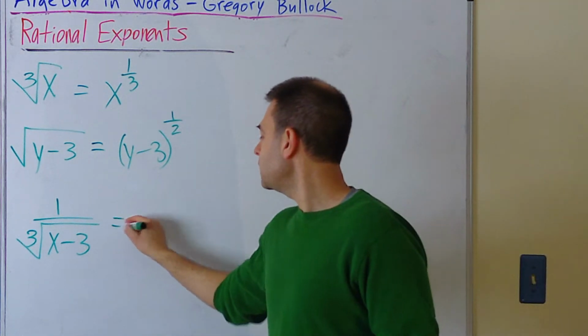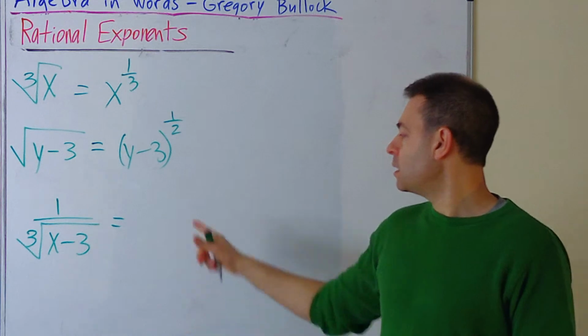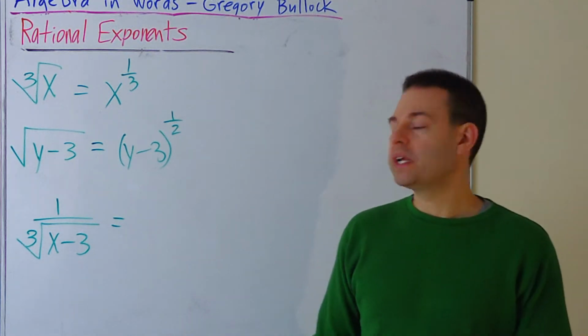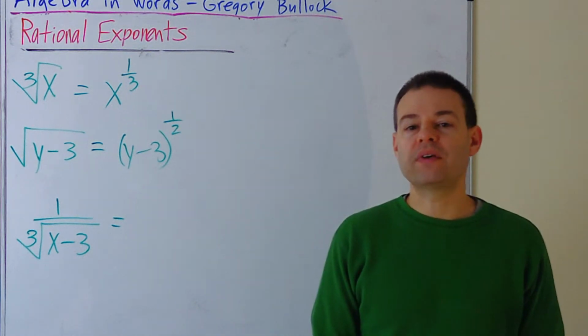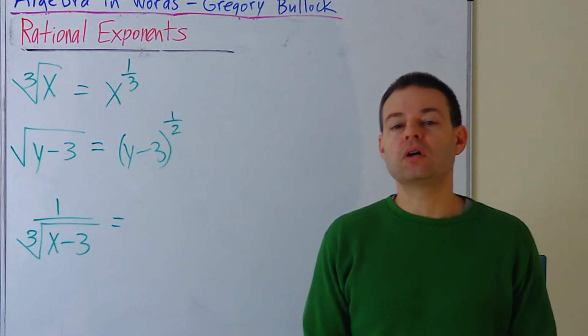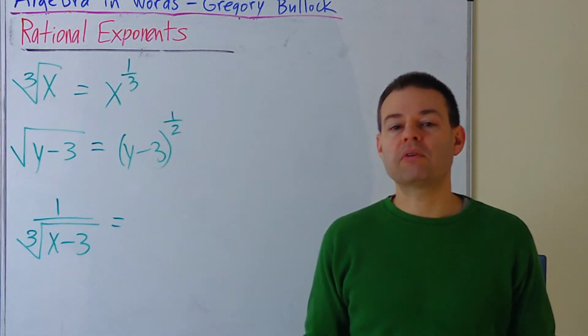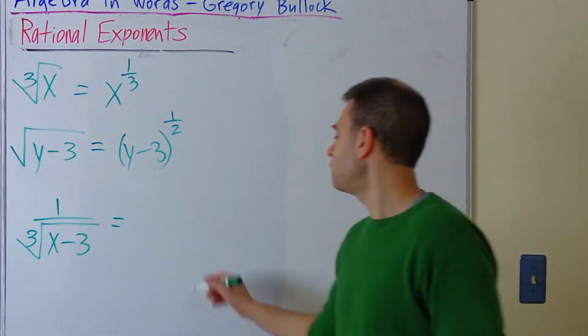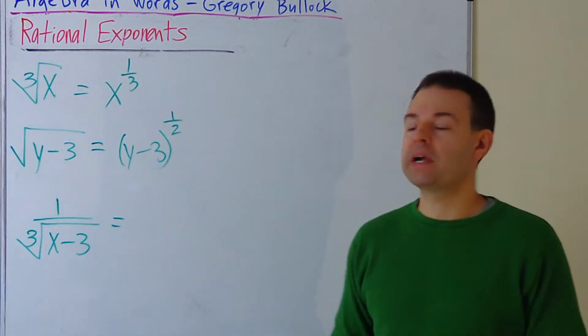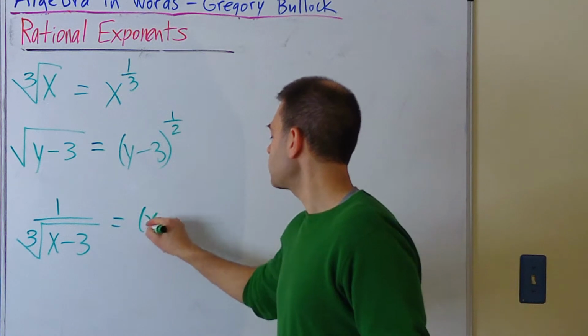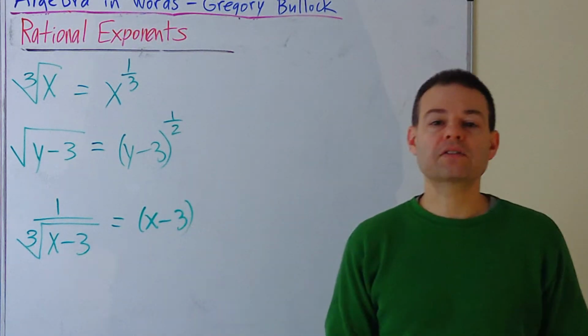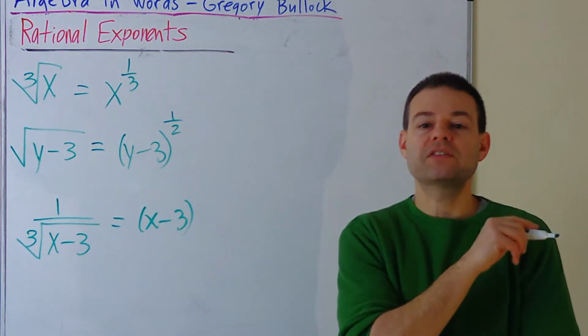And finally, of these 3 examples, let's look at the last one. 1 over the cube root of x minus 3. So let's just do it step by step. First, let's start by writing the base by itself. And remember, we'll put that in parentheses. So x minus 3, that's in parentheses.